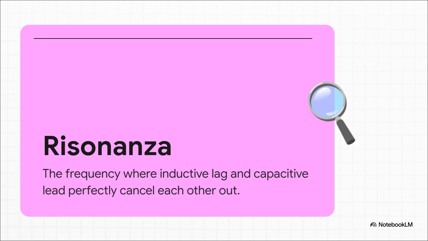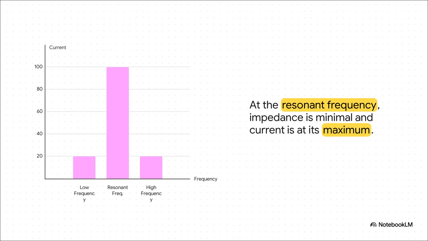We call it resonance. This is the exact point where the inductor's lagging effect and the capacitor's leading effect are perfectly equal and opposite. They completely cancel each other out. It's like in that tug of war, both teams are pulling with the exact same strength, so nobody moves. And just look at the result. It's absolutely dramatic. At that one special resonant frequency, the total opposition, the impedance, plummets to its absolute minimum. And with nothing in its way, the current surges to its maximum possible value.